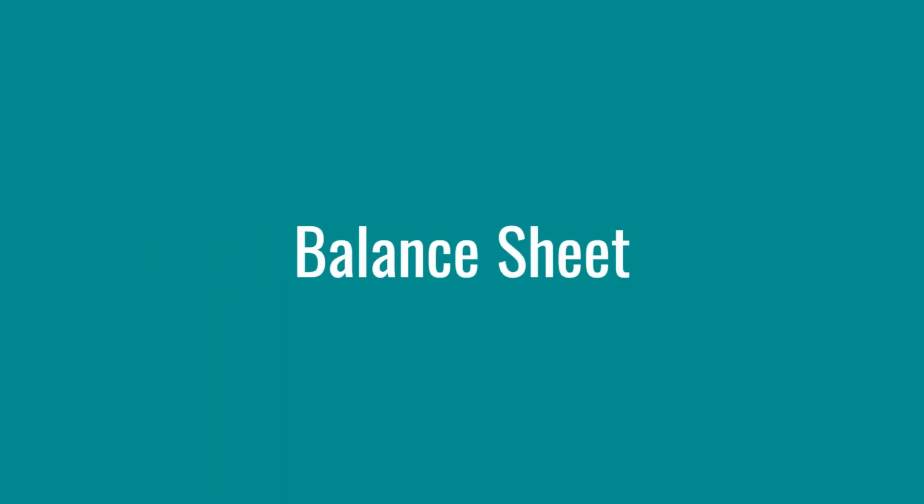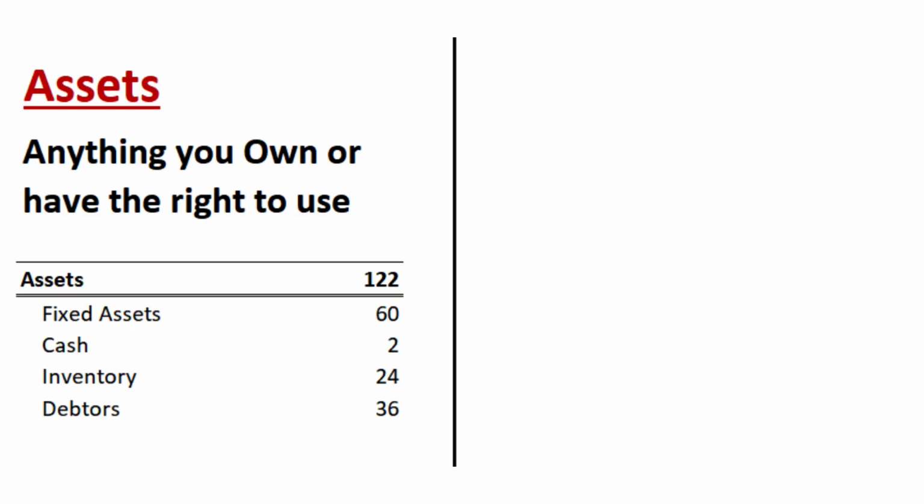So the balance sheet is broken down into three sections. We've got assets, liabilities, and equity. So assets are anything that your business owns or has the right to use. So for example, this could be machinery and equipment such as computers, and this is referred to as fixed assets. And other assets are cash that you hold in the bank, any stock that you have, and debtors, which refers to money owed to you by your customers.